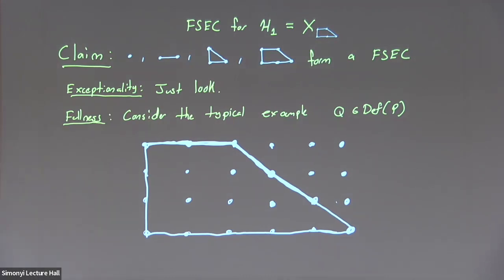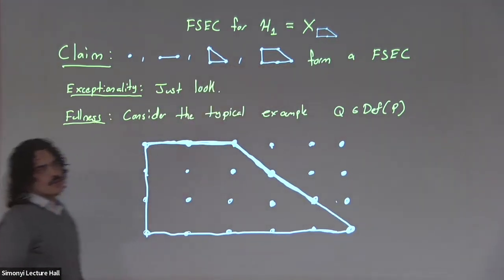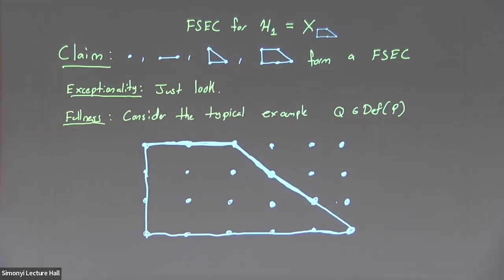So here's a calculation of the derived category for H1. I claim that these 4 polytopes form a full Schrodinger exceptional collection. The first thing we can do is talk about exceptionality. This can be done by just looking at them in this 2-dimensional case. You can just try out all possible translations. You'll see that there's no way to translate this to make it not contractible.